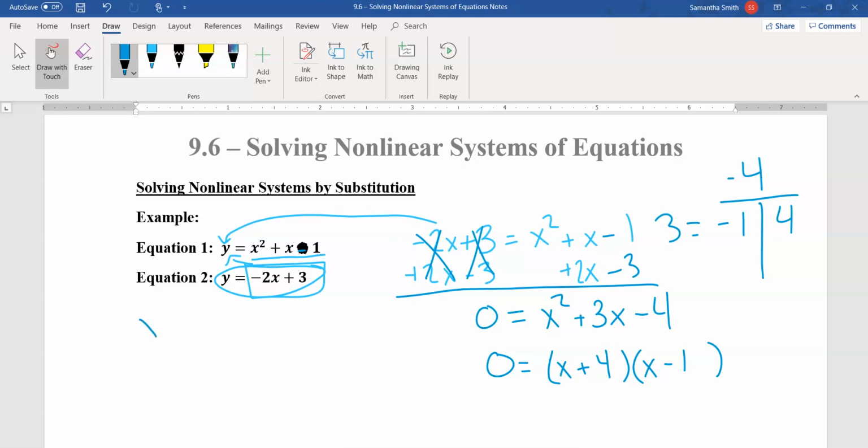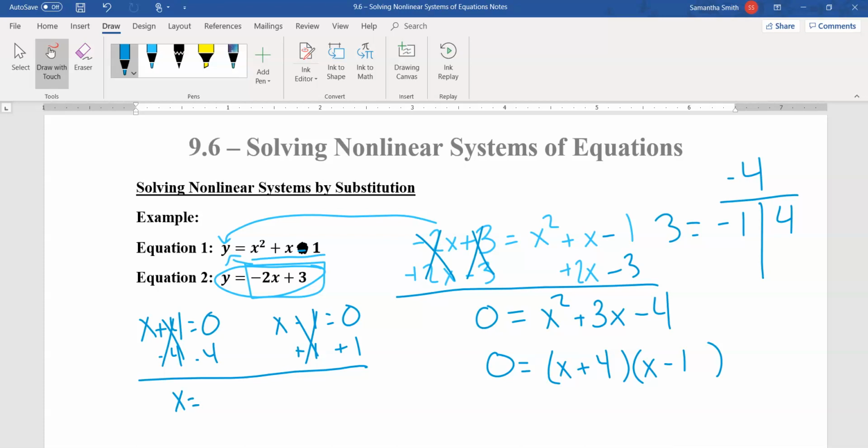I'm going to split them up. x plus 4 equals 0 and x minus 1 equals 0. Minus 4, minus 4, plus 1, plus 1. Goodbye. x equals negative 4, and x equals positive 1. Okay, so we're not done, because I now need to know what my y is. That alone was all just work to figure out what our x is.